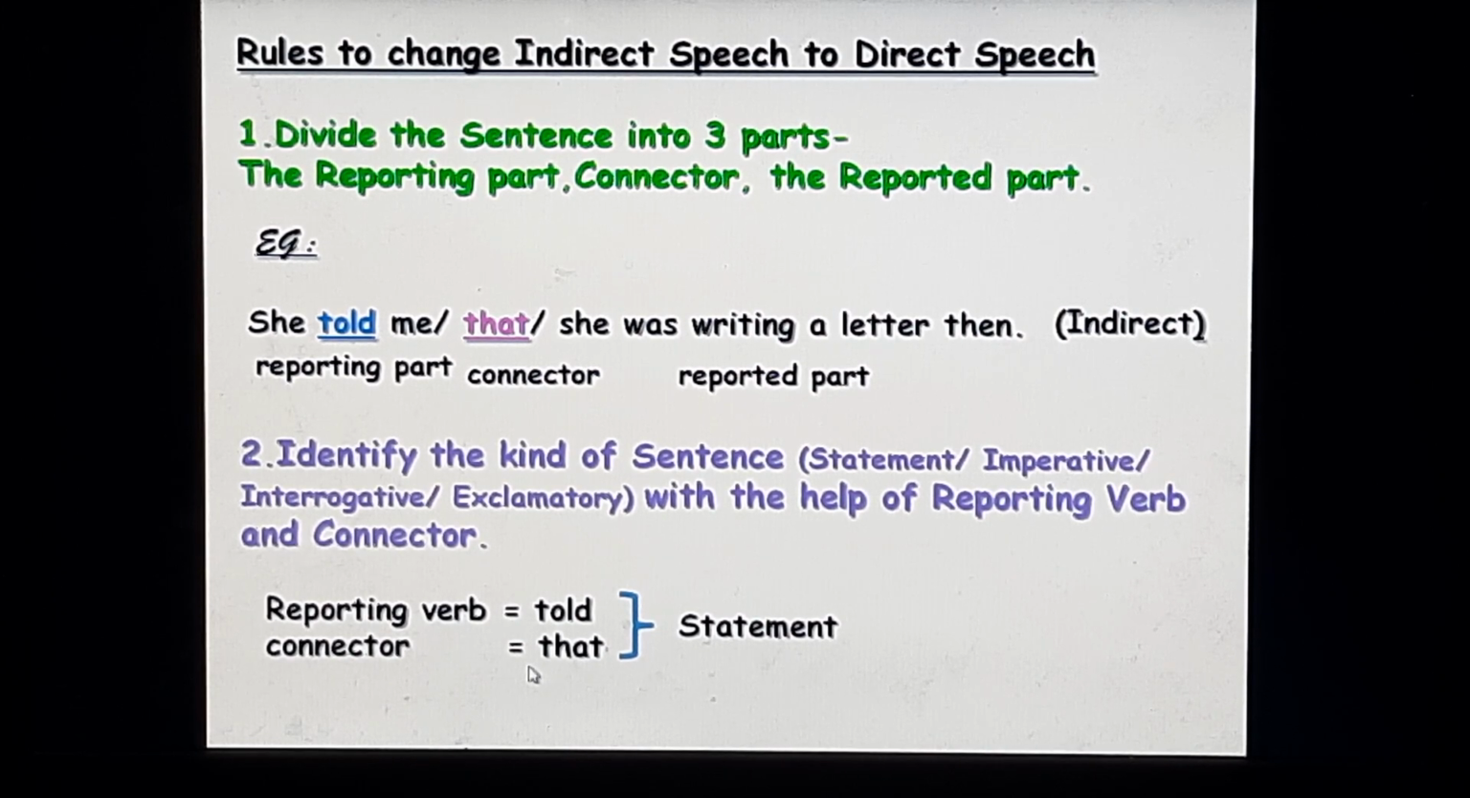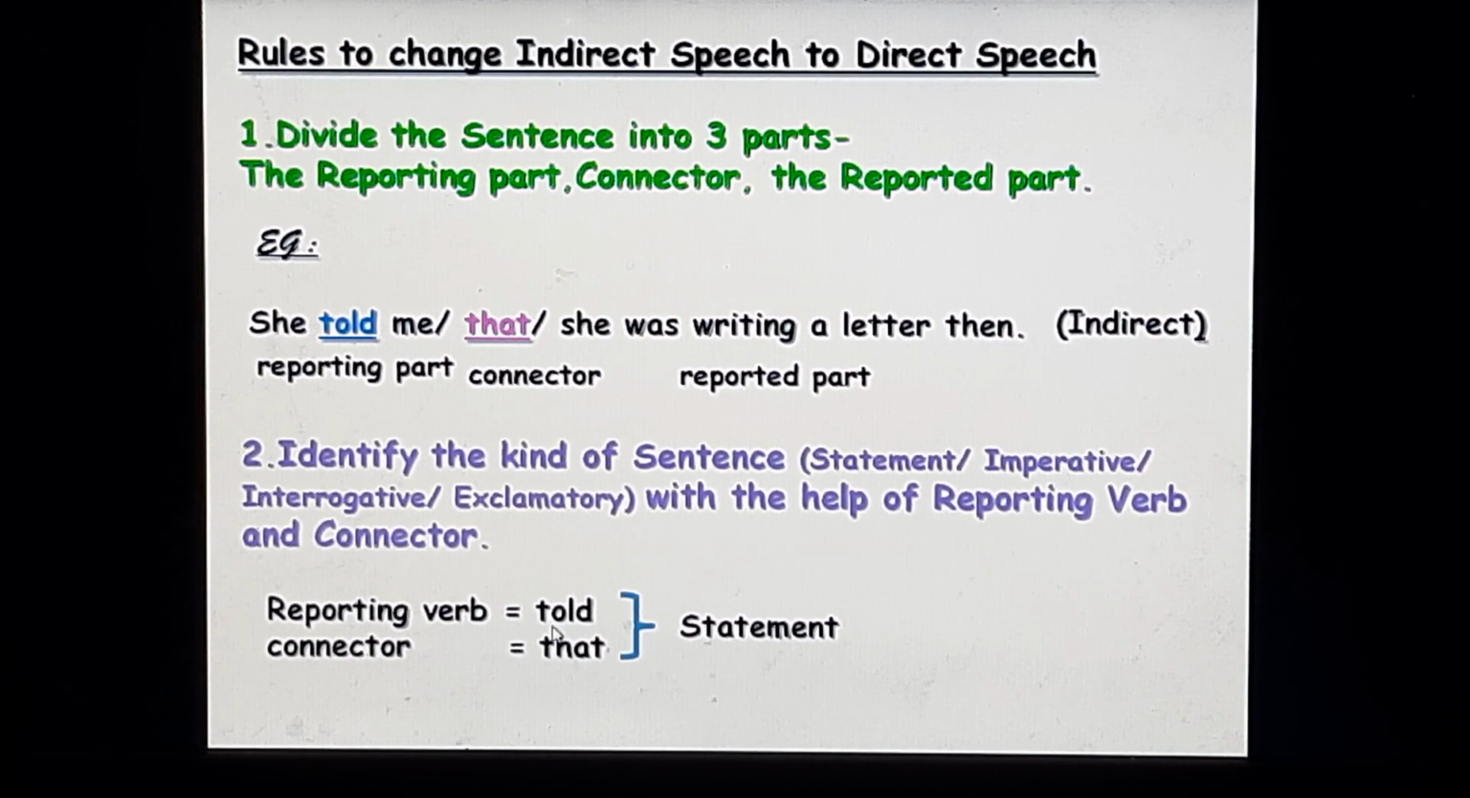Now we have that as the connector for exclamatory sentences also. Remember, the reporting verb will be exclaimed then. So now we understand with the help of told and that this is a statement.